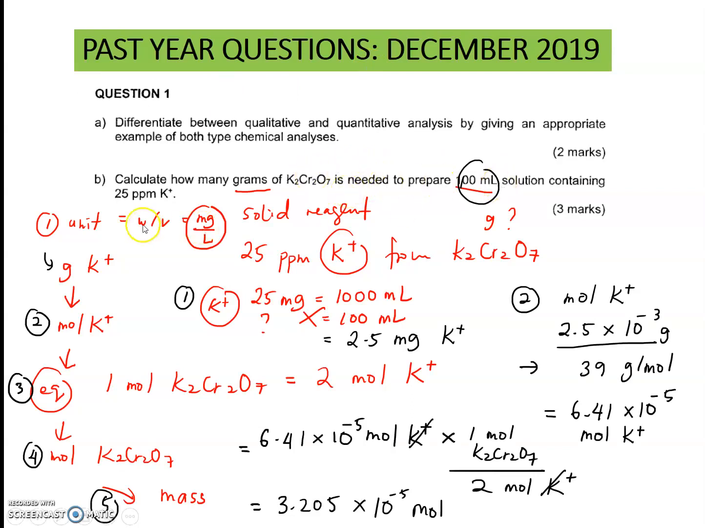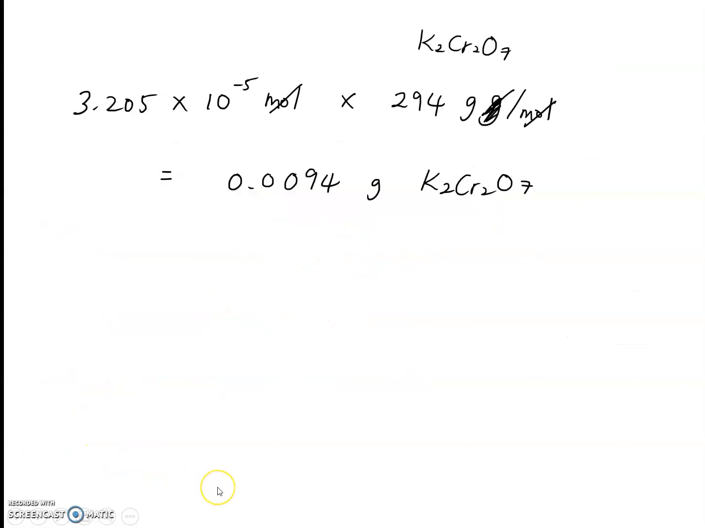Okay, this question asks you to calculate the grams of molecule, given 25 parts per million ion, to prepare in a 100 ml volumetric flask. So if you see the information given is concentration from ion, ion from molecule, you just straight away write the balanced equation involving molecule and ion. And then follow the flow: from mass ion, find mole ion, find mole molecule, and mass.